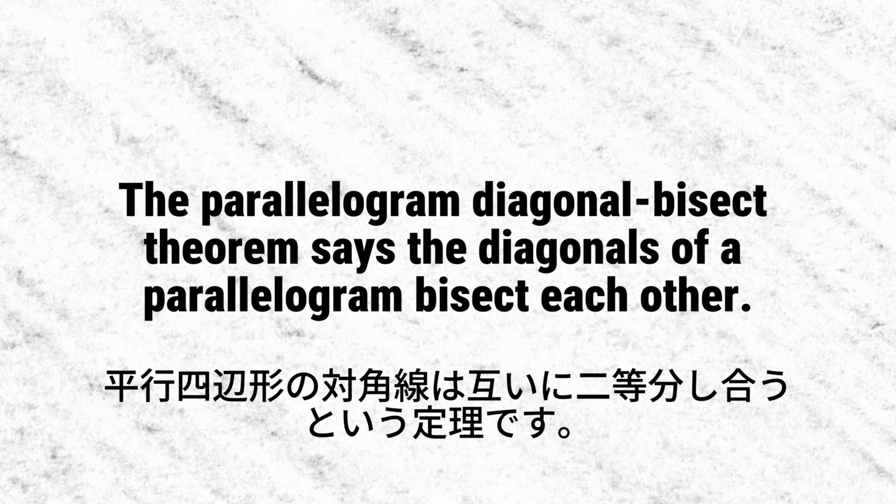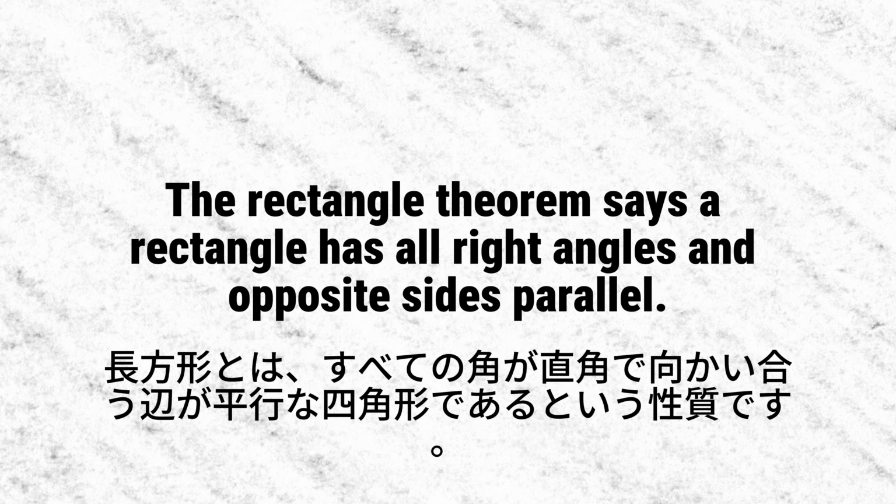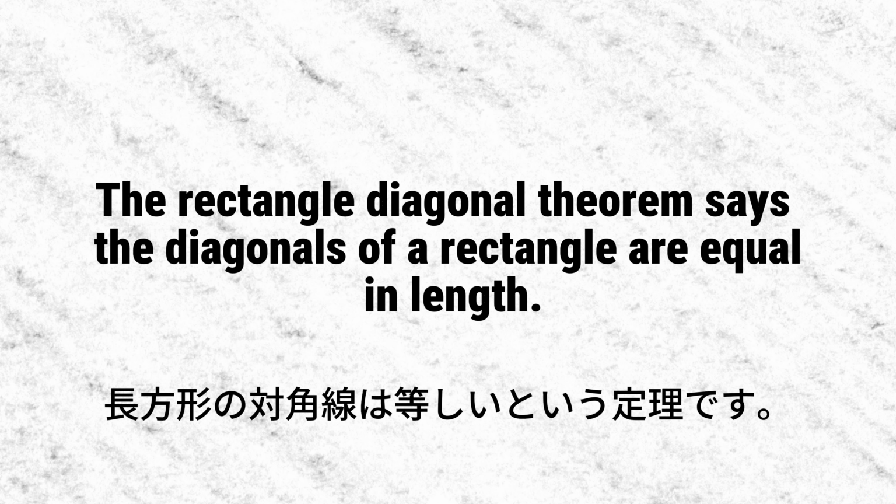The parallelogram diagonal bisect theorem says the diagonals of a parallelogram bisect each other. The rectangle theorem says a rectangle has all right angles and opposite sides parallel. The rectangle diagonal theorem says the diagonals of a rectangle are equal in length.